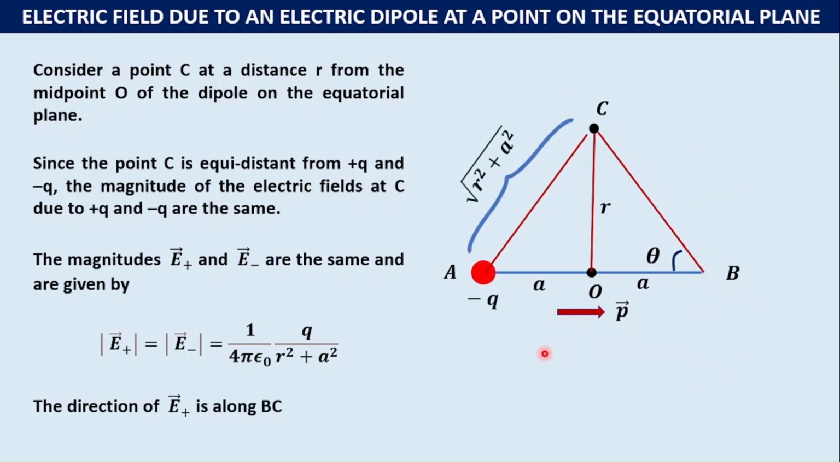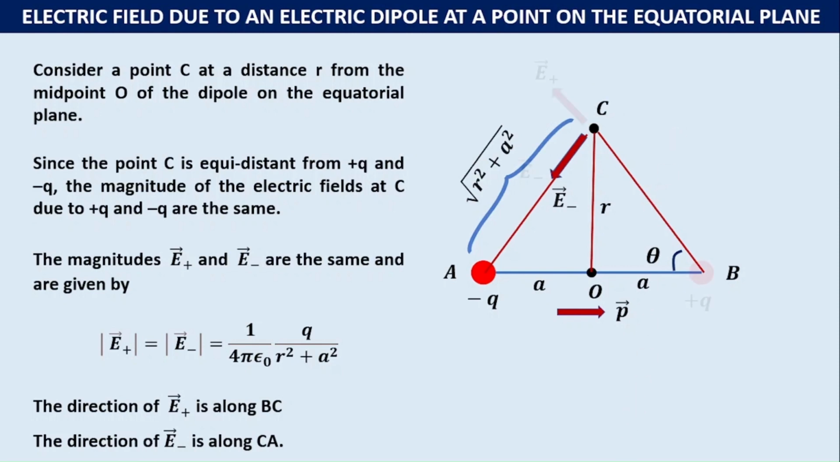Now let us consider only minus Q charge at A. There is no charge at B. What is the direction of electric field at C? It is E minus vector, and you know that this direction is towards the minus Q charge. The direction of E minus vector is along CA.